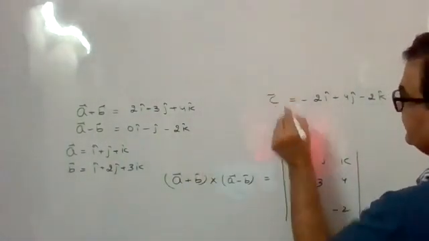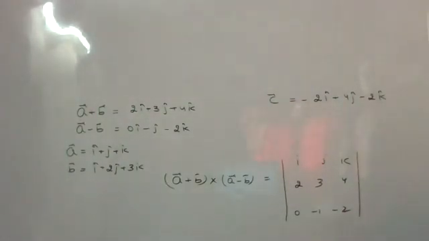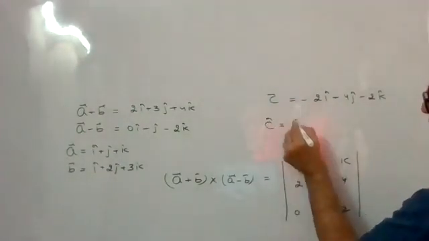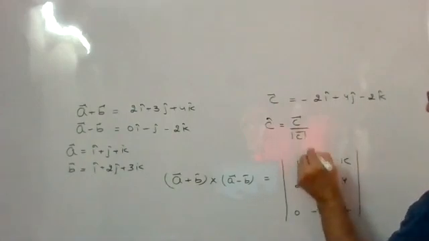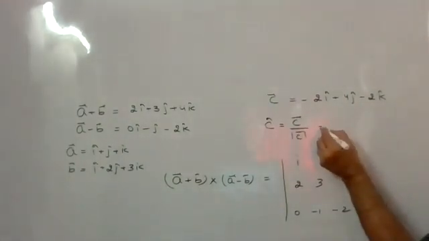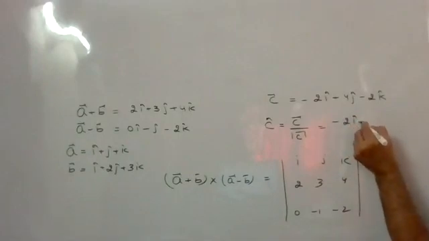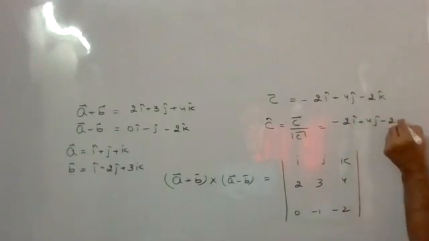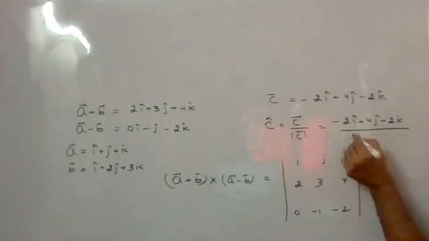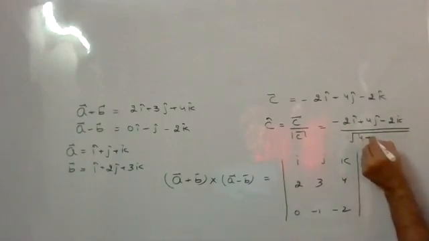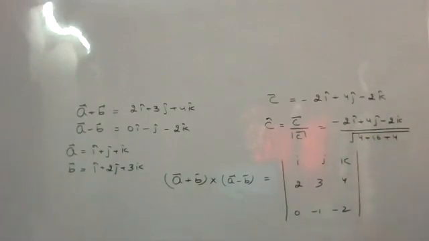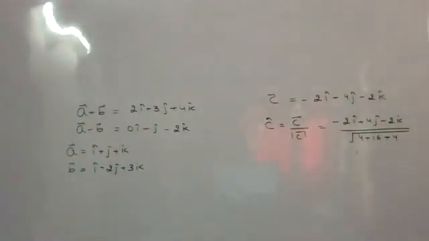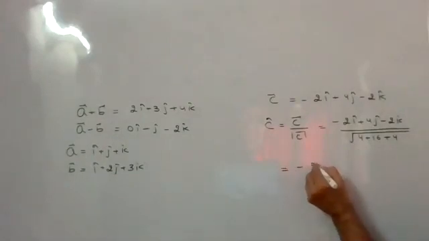Let this be taken as C vector. And then they are asking for a unit vector of it. So C vector divided by its magnitude. Then this will come out to be minus 2i plus 4j minus 2k divided by under root of 4 plus 16 plus 4. Denominator is 24. Since it is 24, what can you write it as?